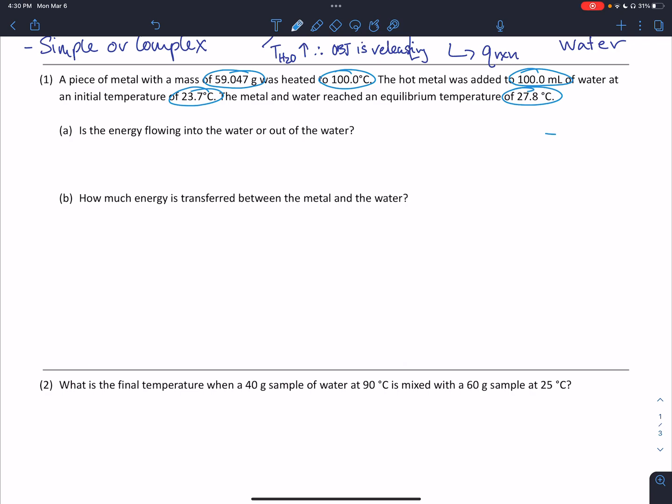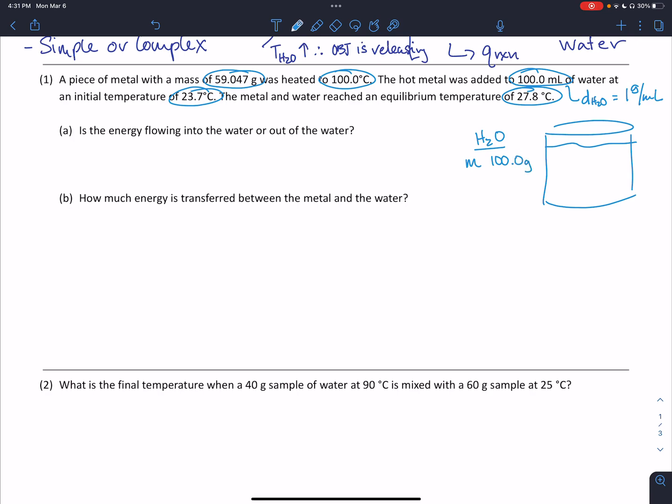All right, so again, I like to draw little pictures. Here's what I know. I have water in my calorimeter, and I have 100 milliliters. Now remember, the density of water is 1 gram per milliliter, so if I know the volume, then I know the mass. So instead of 100 milliliters, I'm going to use the mass as 100 grams.